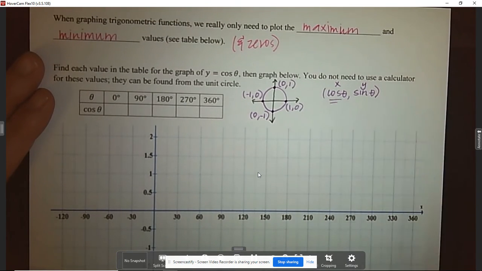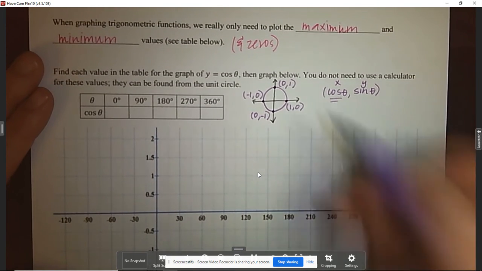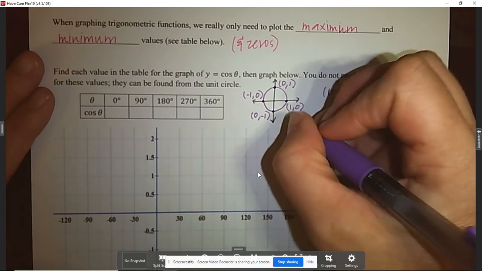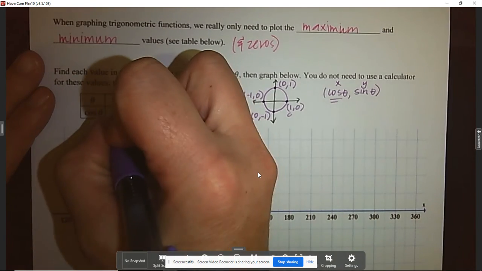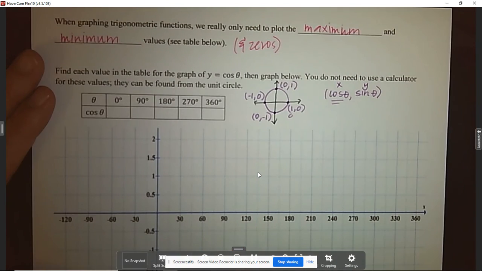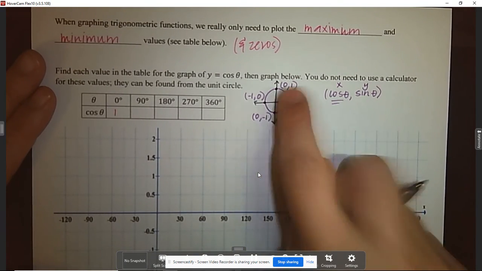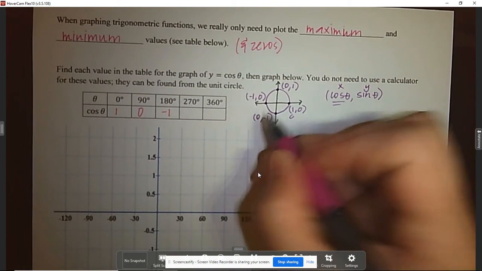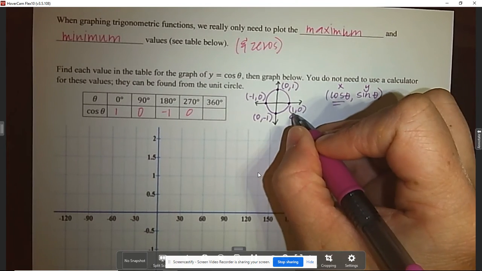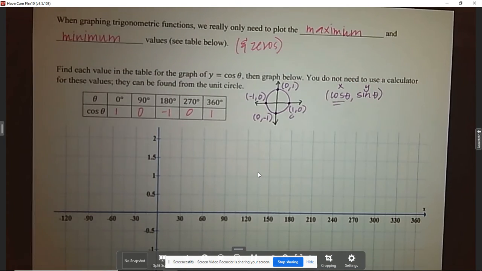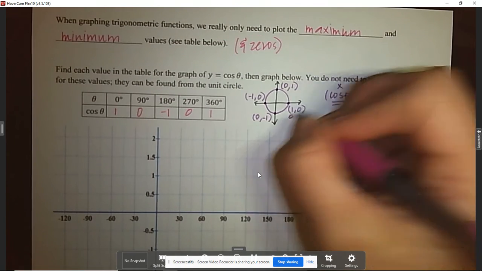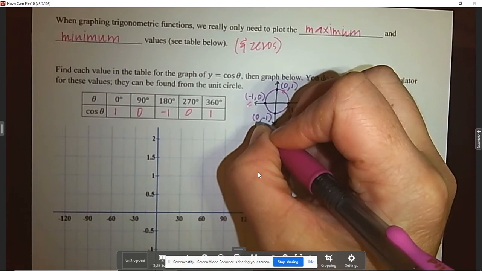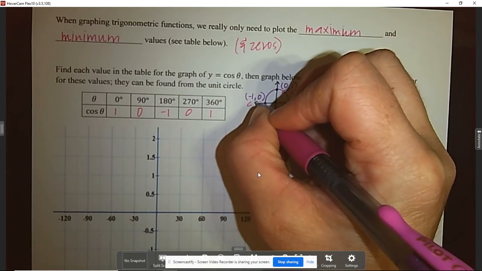Now, the cosine values are the x values as you go around. So cosine of 0 is 1. I'm going to do this in pink. Cosine of 90 is 0. Cosine of 180 is -1. Cosine of 270 is 0. And cosine of 360 is 1. So remember, cosine is your x-coordinate as you go around, where sine is your y-coordinate.